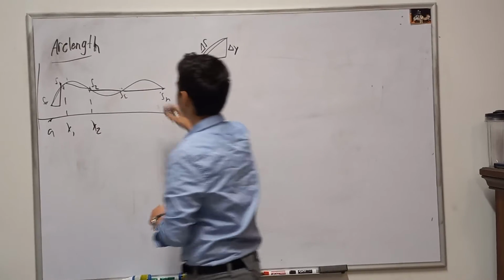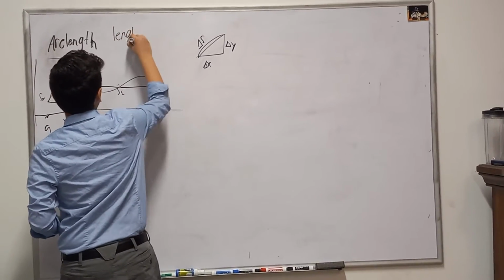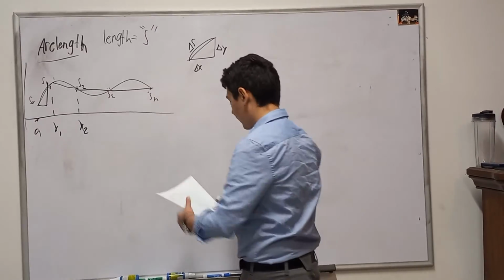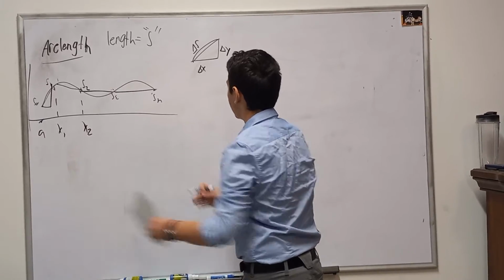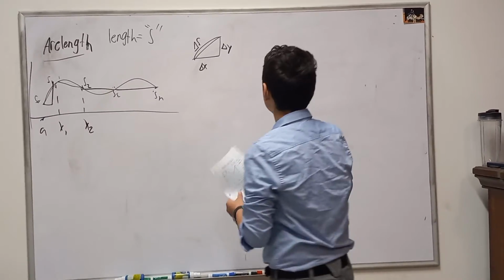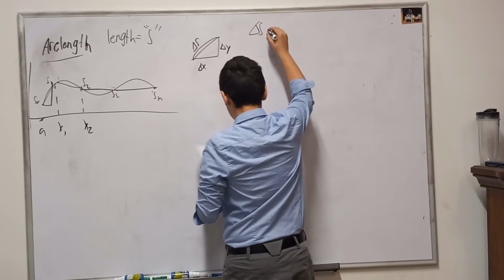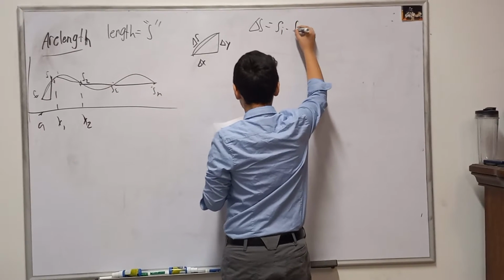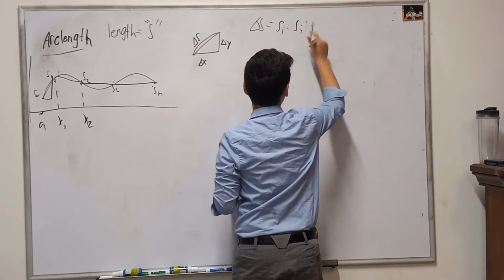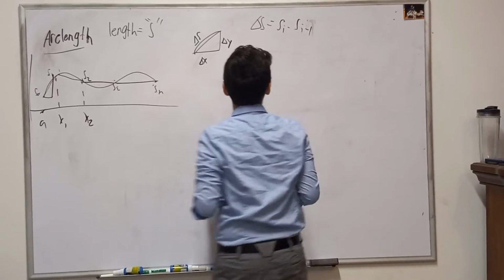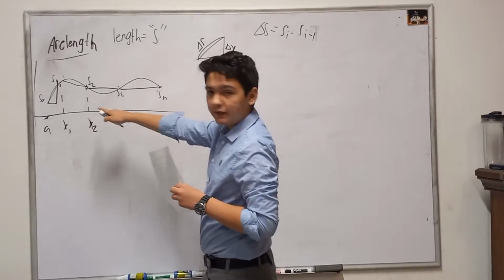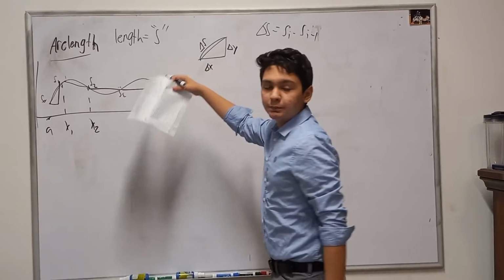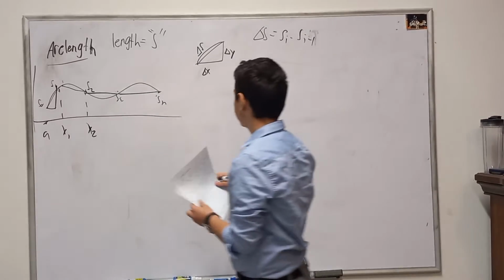So the length is equal to s. Now we can give delta s a value. We can set delta s equal to si minus si minus 1. Say this is S3 minus S2. We see this delta s is pretty much a hypotenuse, right? So we can approximate delta s squared.